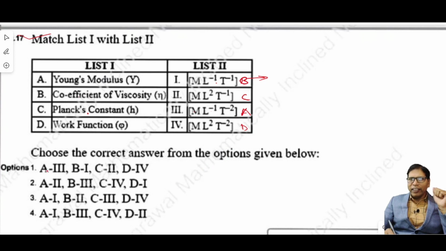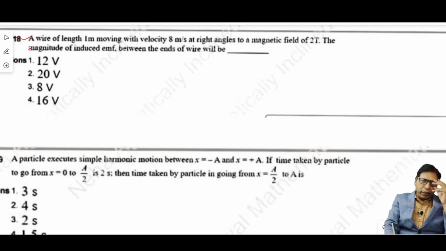Now look at this, A3, B1, C2 and D4. So look at this, option A1. So option 1 is correct. Okay. Now question number 18.